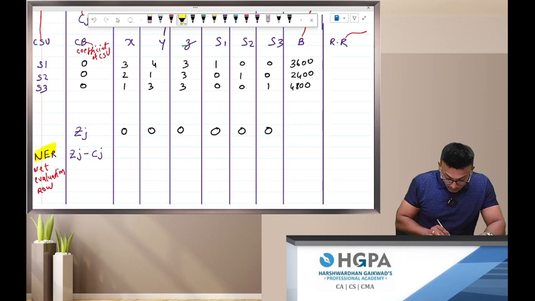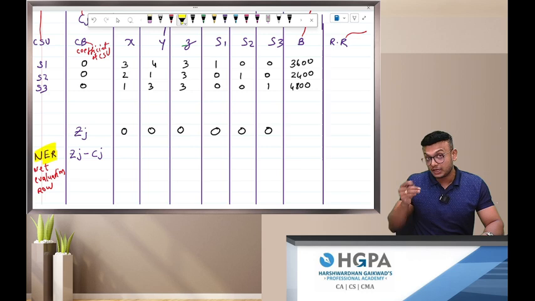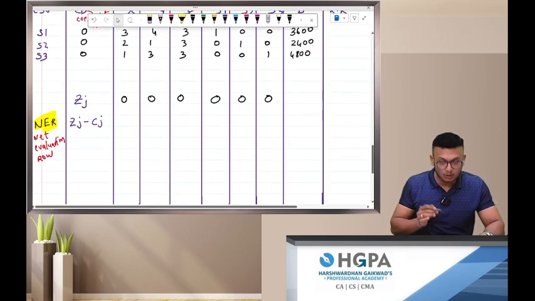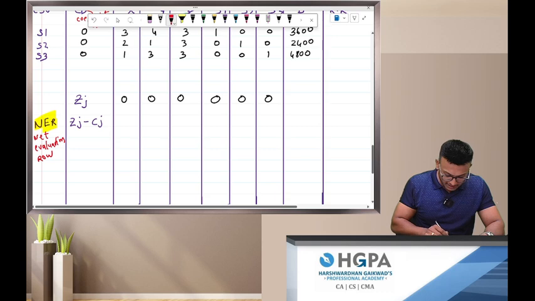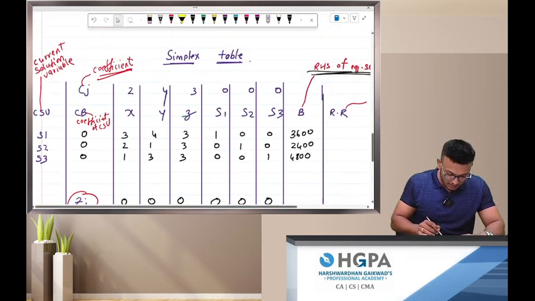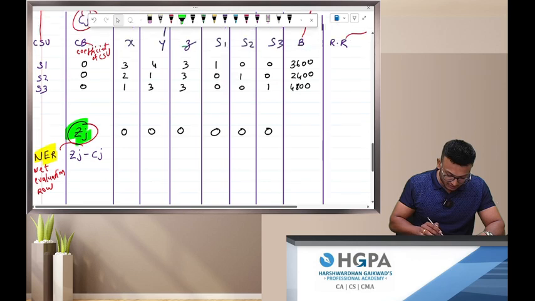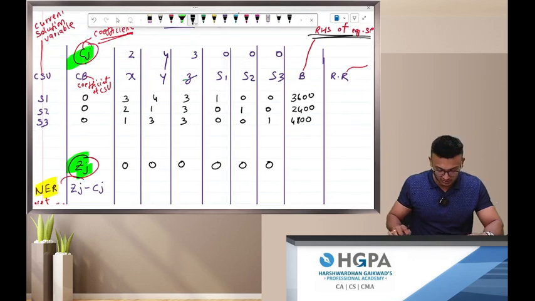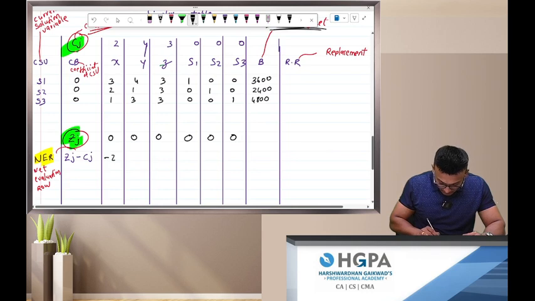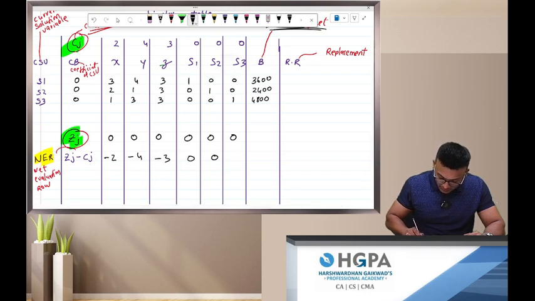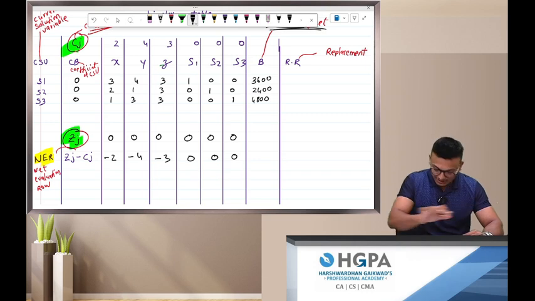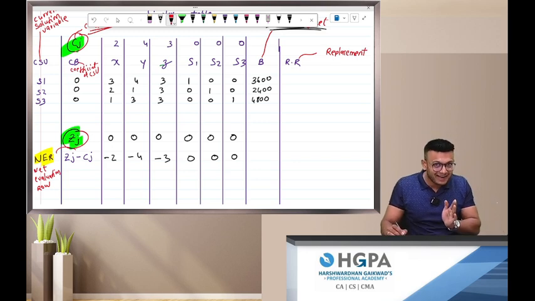The main point is to compute something called NER. After computing this, you'll understand whether this solution is optimal or not, and I'll tell you how to do it. How to compute NER? Very simple: ZJ minus CJ. ZJ is over here and CJ is over here. Please subtract and see what the number is. 0 minus 2 is minus 2, 0 minus 4 is minus 4, 0 minus 3 is minus 3, and then 0, 0 and 0.